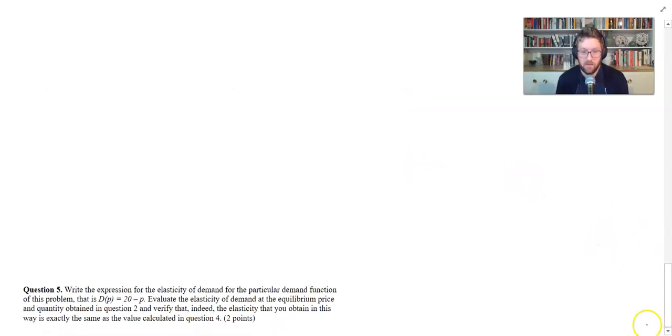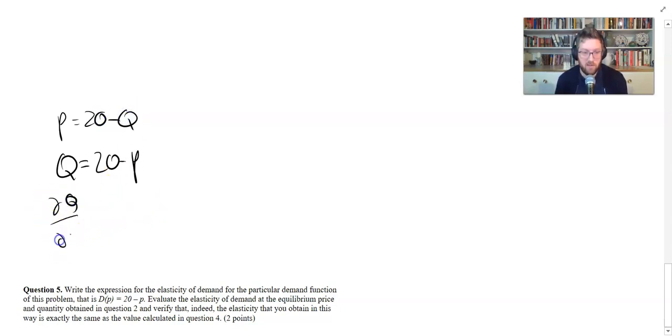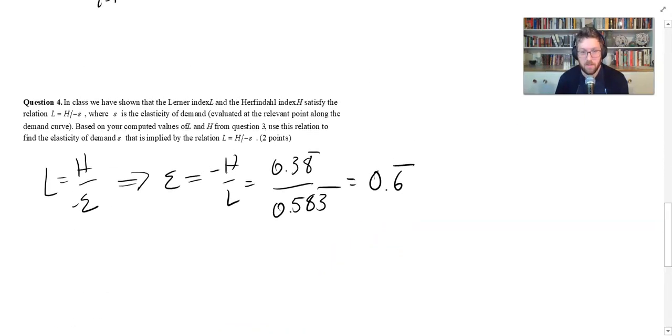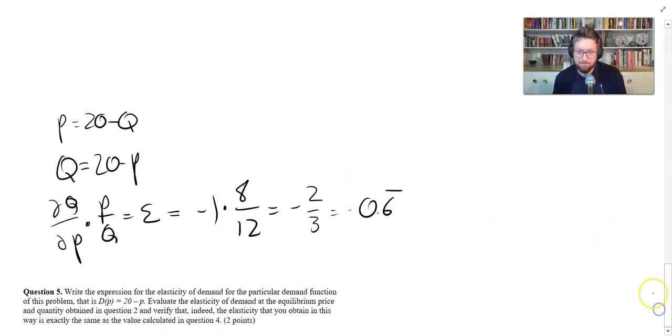So is that right? Well, we can check by using our demand equation here. So the elasticity of demand: Q equals 20 minus P, or we originally had the inverse demand, 20 minus Q. So if we take the derivative of this, multiply by P over Q, we get the elasticity. And so the derivative of this is -1. Our price is 8. Our quantity is 12. And what do you know? That's -2/3, or -0.6 repeating, which is what we got up here, at least until I forgot to write the negative sign. Okay, so it worked.